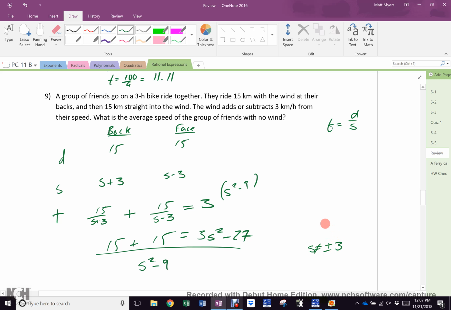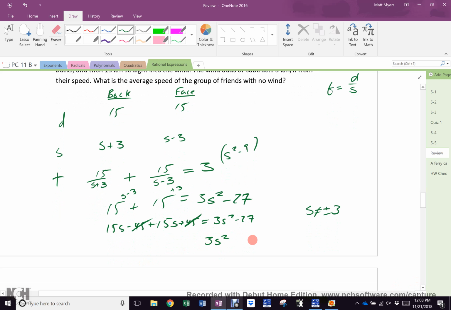Don't you have to change the 15 as well since they don't have the common denominator? Oh, yeah, sorry. Oh, I skipped a step. Whew, thanks, Louis. Well, I don't need to erase that. That stays the same. That is, of course, 15 times S minus 3 plus 15 times S plus 3. So what do I get? 15S minus 45 plus 15S plus 45 equals 3S squared minus 27. What happens to 45 and 45? Gone. What's left? 3S squared minus 30S minus 27.